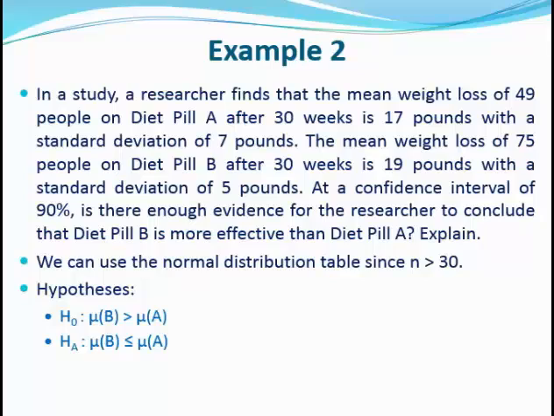But the question we have to ask ourselves is: is this a statistically significant difference? Could the difference between 17 and 19 have been a product of luck or random chance? Or does this indicate to a 90% degree of certainty that in fact B is a better pill than A? So let's look ahead and determine how we would go about doing this.